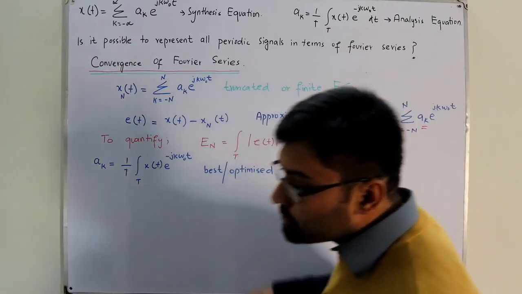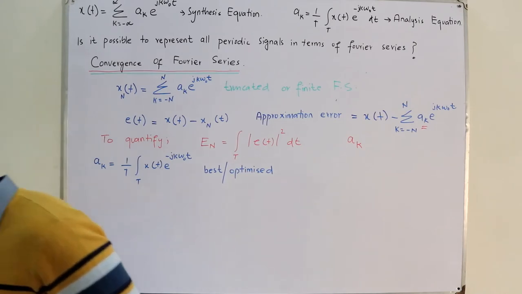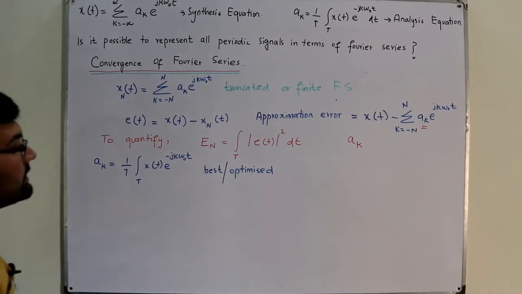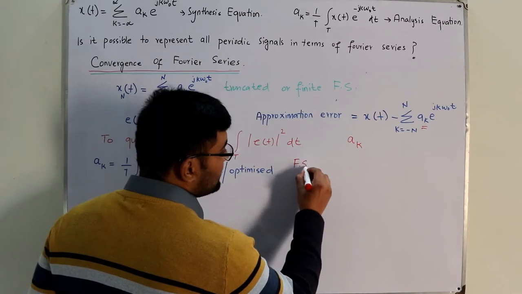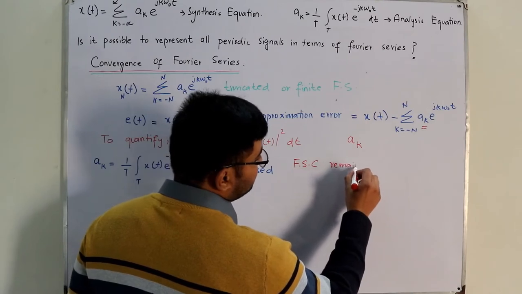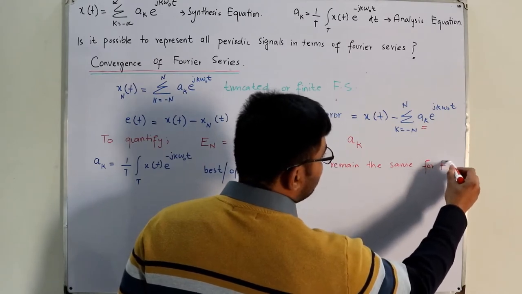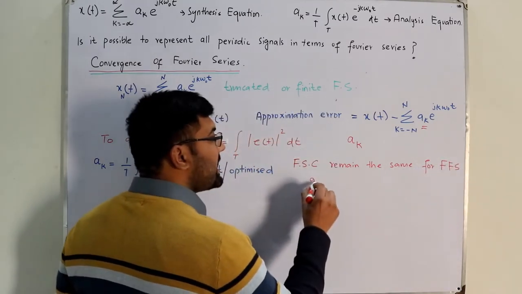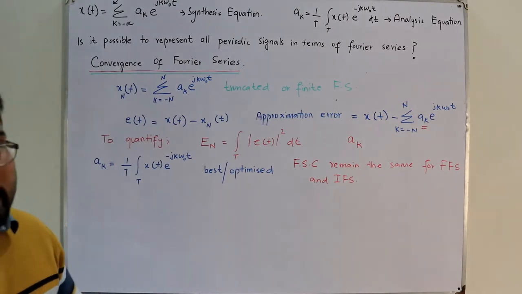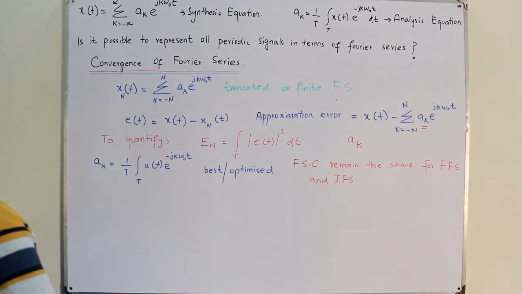Now what do we learn from this point? We learn that the Fourier series coefficients will remain the same, for a finite Fourier series and an infinite Fourier series. So IFS for infinite Fourier series, FFS for finite Fourier series. So this is one point that we have learned.